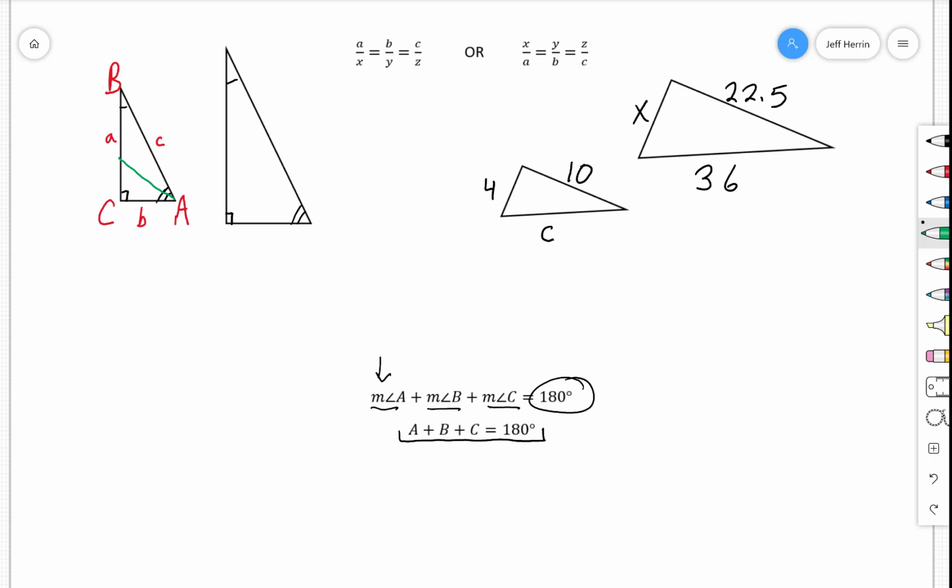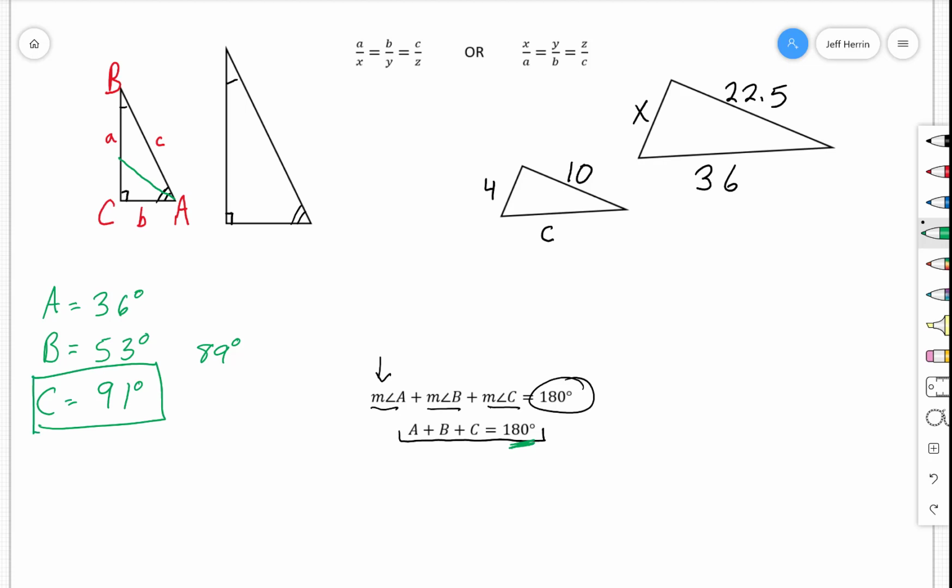So if we're given a triangle and we know two of the angles, let's say angle A is 36 degrees and angle B is 53 degrees, we can quickly find angle C by adding these two together. They add to 89 degrees. Then we subtract that from 180 because we know the triangle totals 180 degrees. So 180 degrees minus 89 degrees would be 91 degrees. That's a quick, easy calculation.